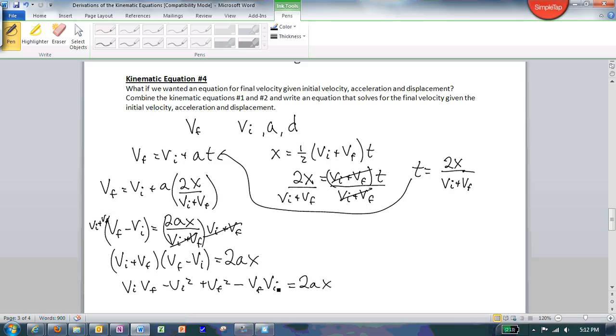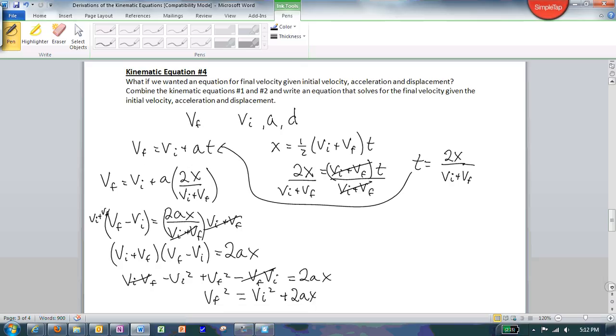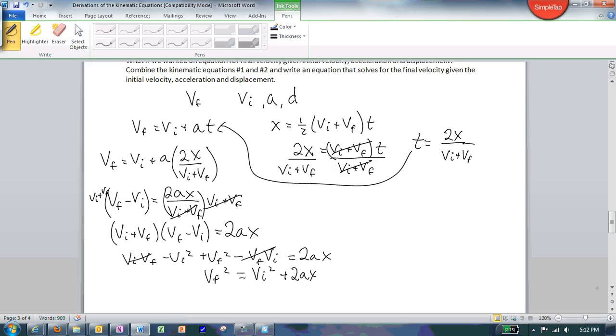Notice that I have v final, v initial, and v initial, v final. Those can flip, it doesn't really matter, but we have a plus on this one and a minus on this one, so these two are going to cancel out, and I'm just left with minus v initial squared plus v final squared. I could rewrite this as v final squared, adding the v initial squared to each side, taking it from this side and adding it to the other side, and I get v final squared equals v initial squared plus 2ax.